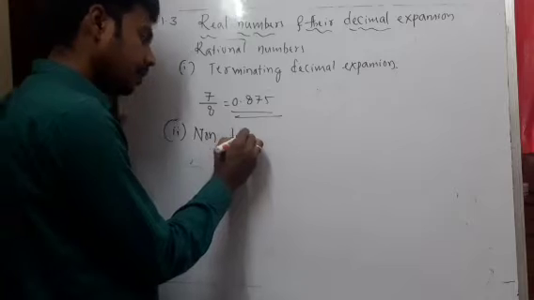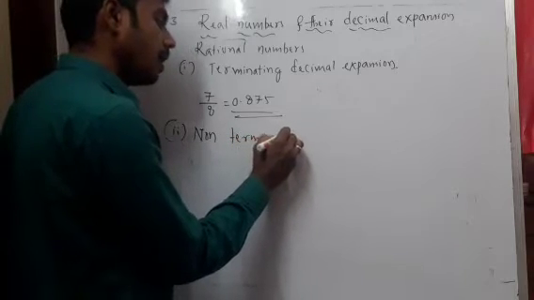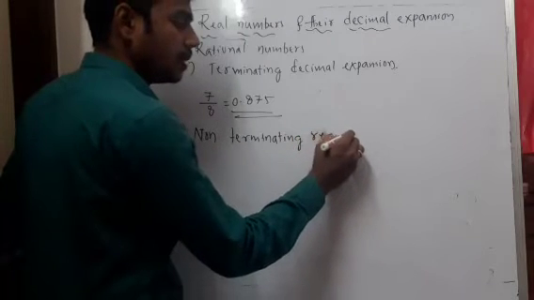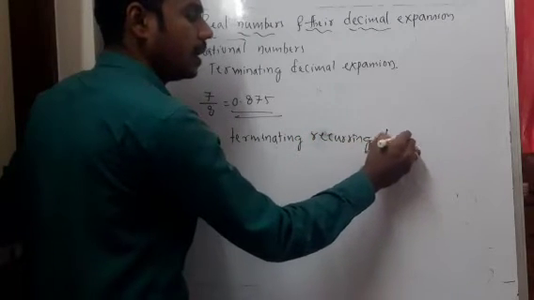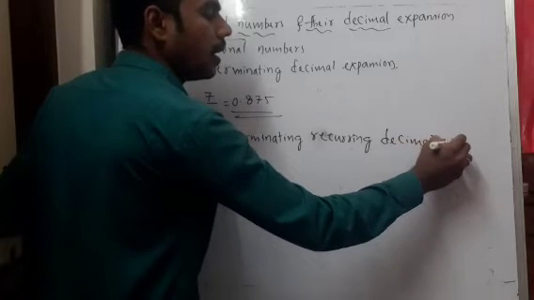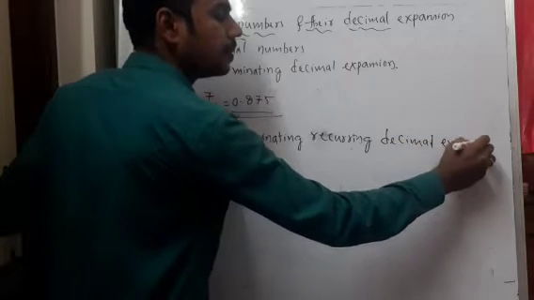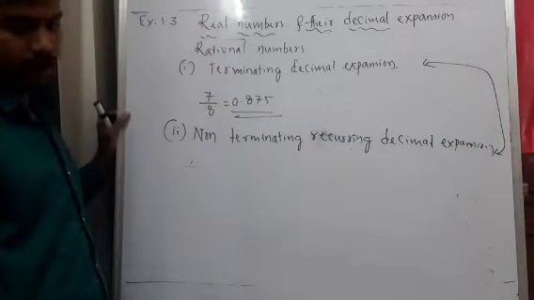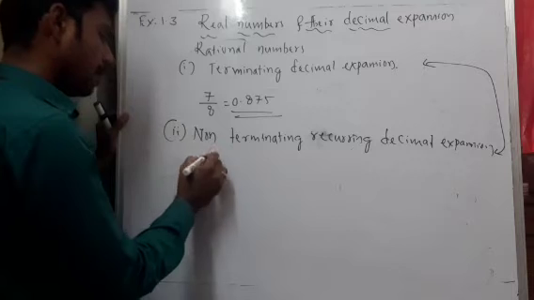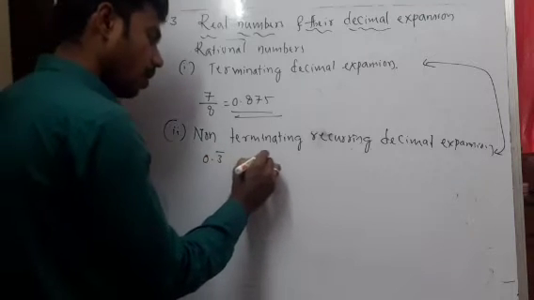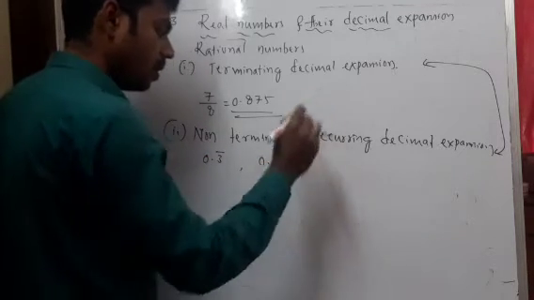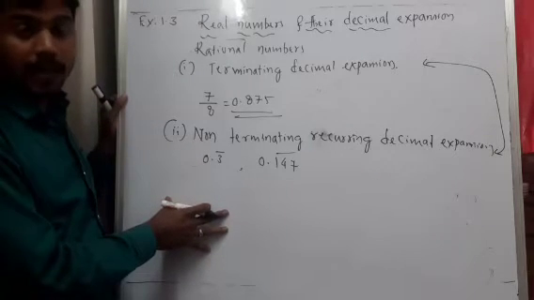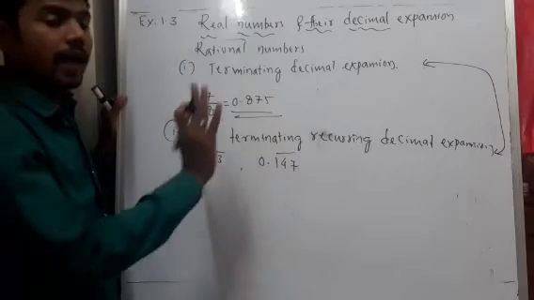The other is non-terminating recurring decimal expansion. So we will get these two varieties in the case of rational numbers. Examples like 0.3 and 0.147 are terminating decimal expansions of rational numbers.